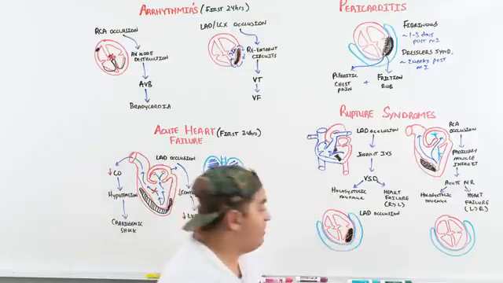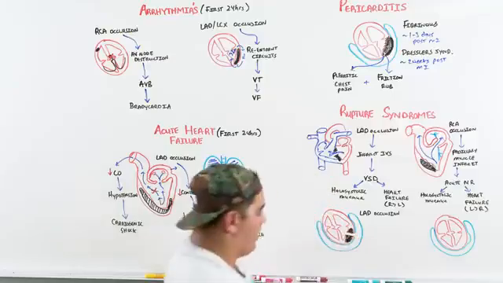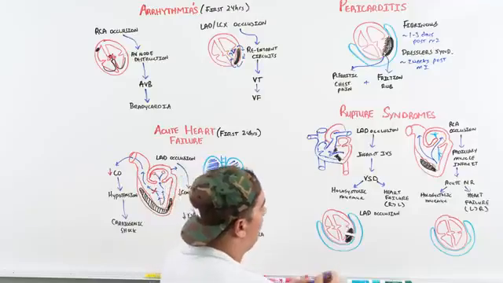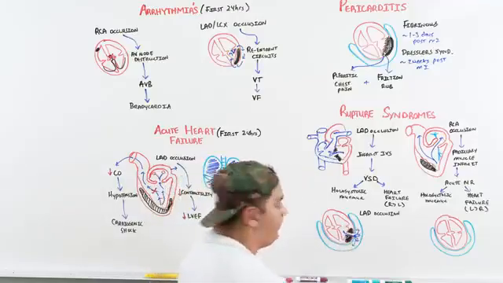Super weak. As it becomes weak, boom. This entire free wall ruptures. Oh my gosh, this is so terrifying. Blood that's in your left ventricle will then squirt out right into your pericardium.